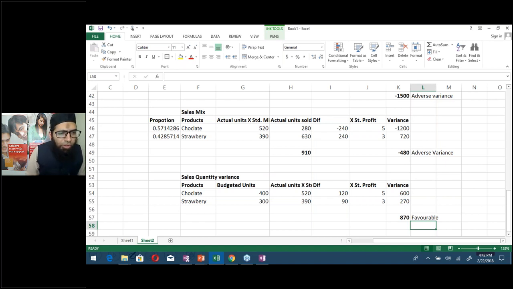Umar has asked me to please explain the mix and yield in sales variance. Umar, the reason is the same that we had discussed in the material. There is no difference in the logic. The only difference is that it was on material, but this time it is on sales. We have two different products. So there is not much difference between the explanation of material mix and sales mix.